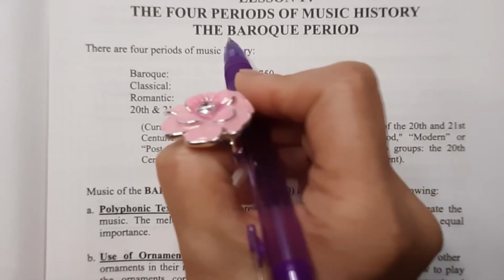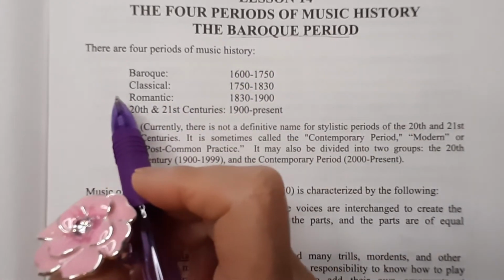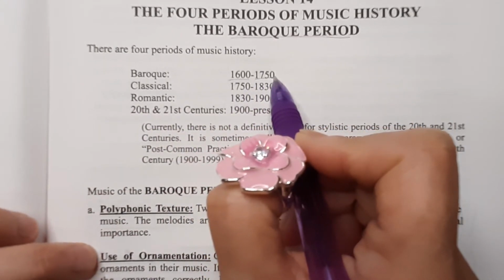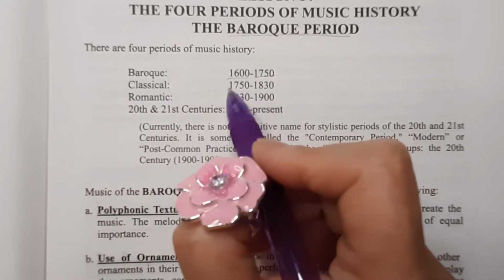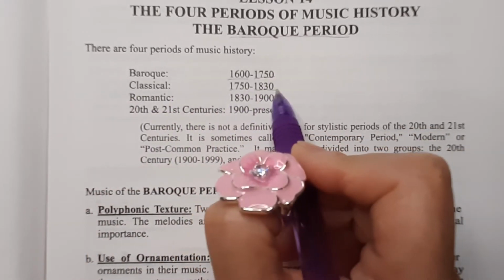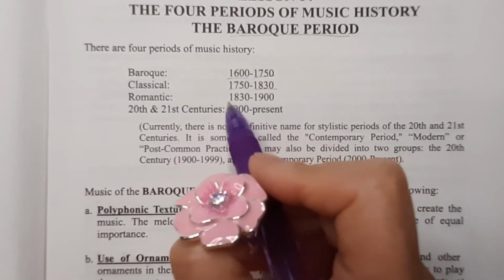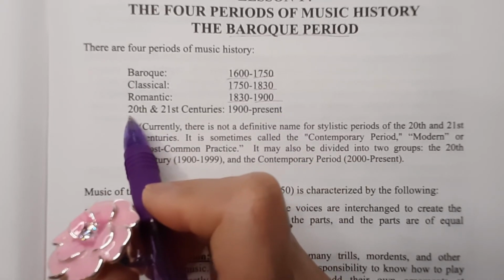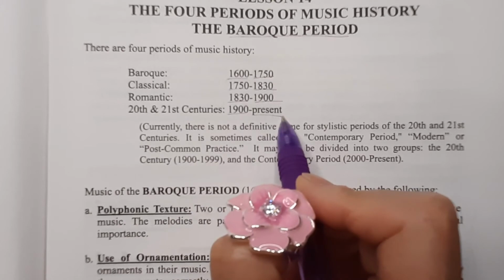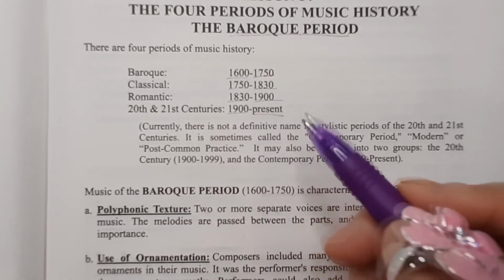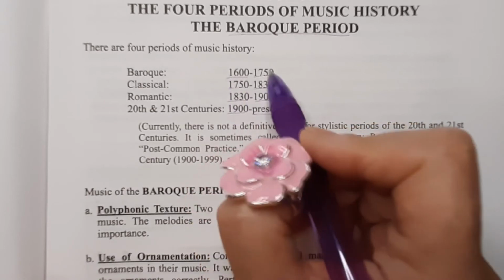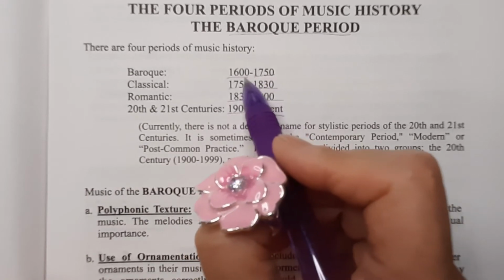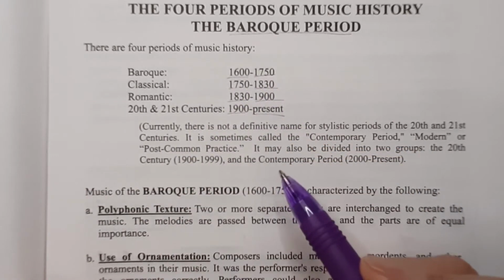Okay, first is Baroque. You gotta know this first. The Baroque period is from 1600 to 1750. Classical is from 1750 to 1830. Romantic is from 1830 to 1900. The 20th and 21st century is 1900 to the present. Those composers who were born between these dates are called Baroque, or, born between these dates, are called classical. Get it?